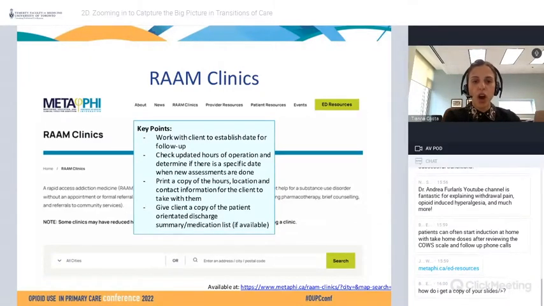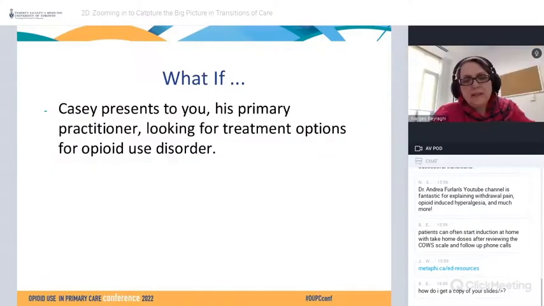Provide patients with a copy of the hours and location, as well as contact information. The more information they have, the better equipped they are to follow up. And then lastly, if you can provide them with a copy of a patient-oriented discharge summary or at the very minimum a medication list, again, just equipping them for success once they leave the hospital. Thank you. I'm glad that finally Casey had a decent transition of care plan.